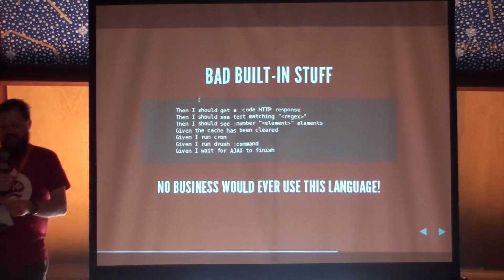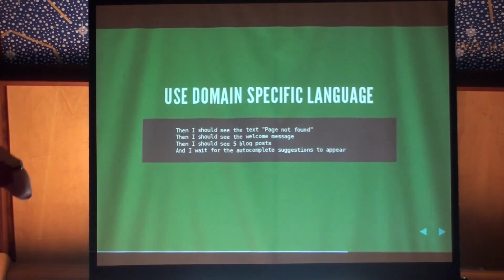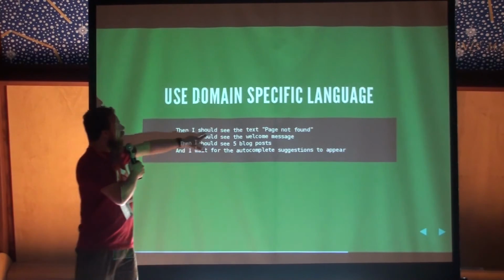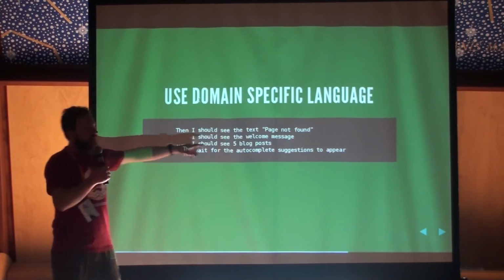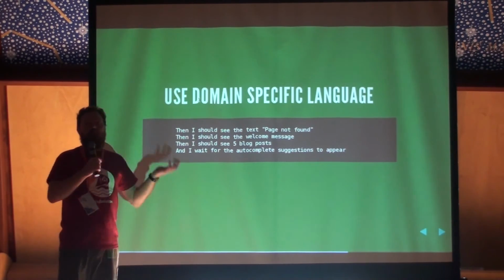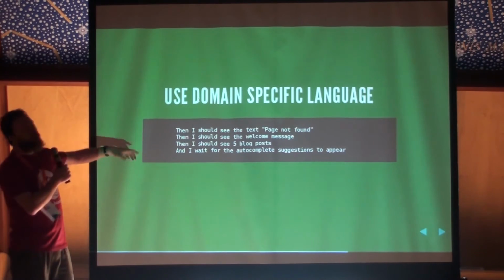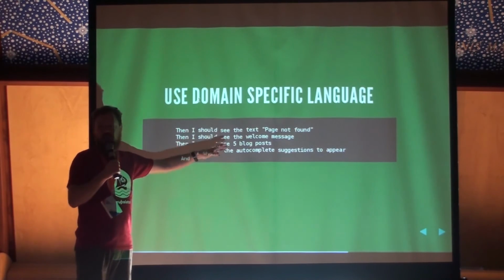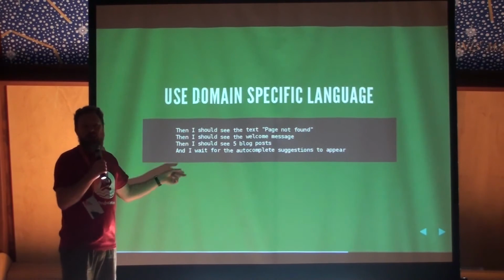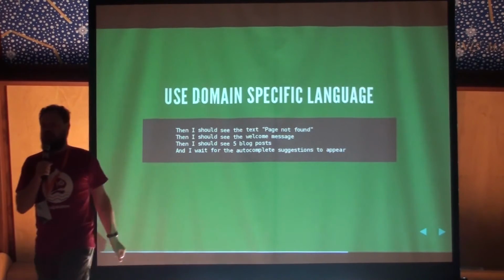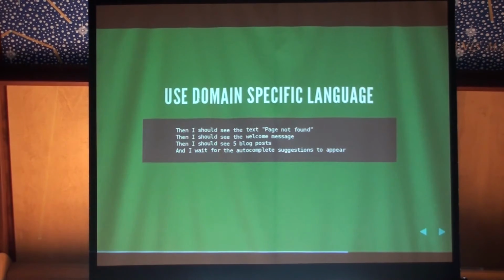So what you should do instead is talk to your client and figure out what they do understand. So instead of saying, "I should see a 403 HTTP response," no. "I should see the text page not found." No, I shouldn't see a certain text with a regular expression. No, I should see the welcome message. Your client will know what the welcome message is. You, behind the scenes, can figure it out. No, I should see 5 blog posts. I shouldn't see a lot of HTML elements on the site. And I should certainly not wait for Ajax to finish, but I should just wait for the autocomplete suggestions to appear, which is basically the same thing, but the client still understands this. It's quite easy to write these aliases, by the way.